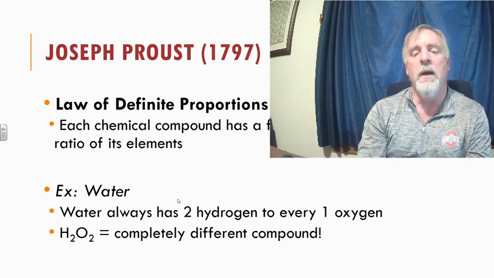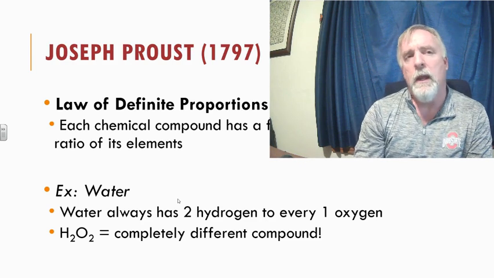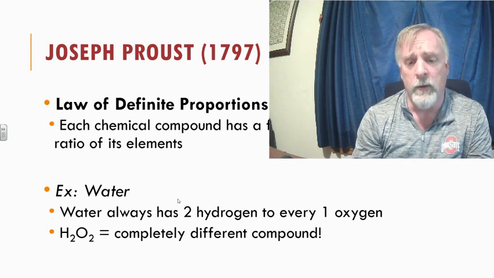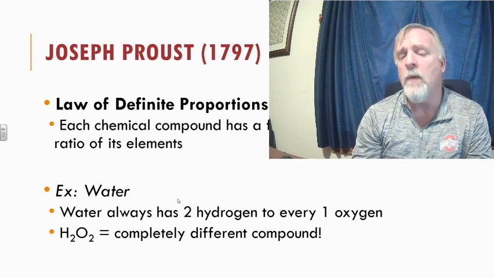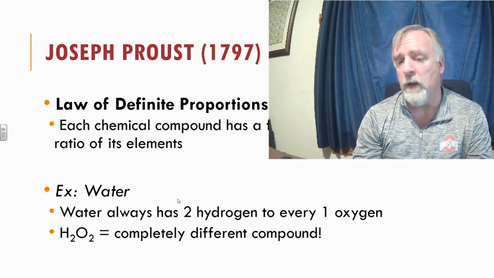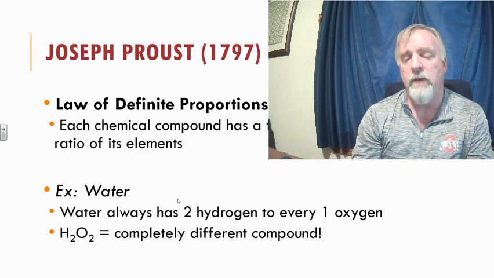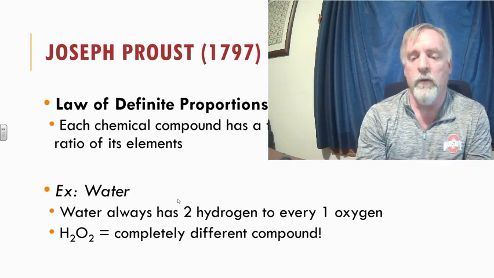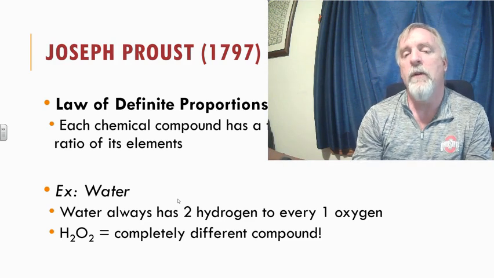All right, so Proust came along, and he further noticed, here at the bottom, he took water, and he was doing electrolysis of water. What does that mean? He ran electric current through it. And he realized that whenever he ran this electric current through the water, what was happening? He would produce 2 hydrogens, or 2 of these things that he was calling hydrogen, and for every 1 thing that was called oxygen.